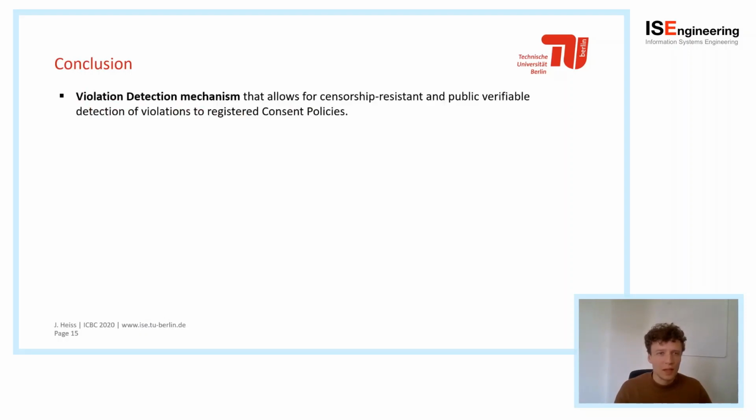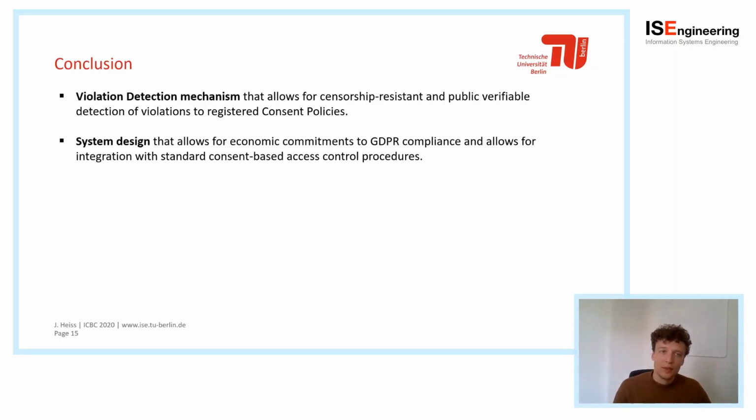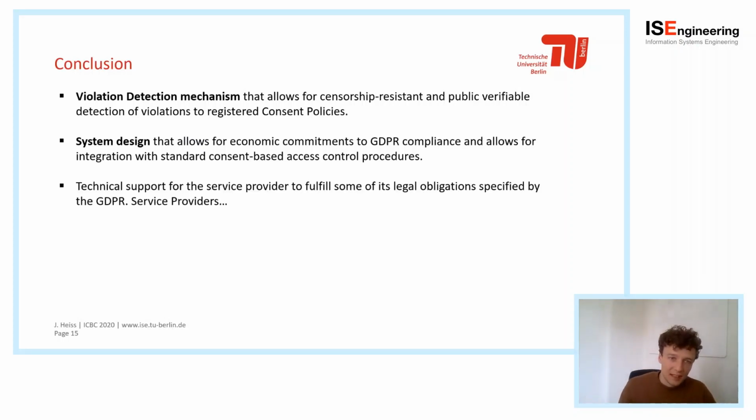So we have introduced a violation detection mechanism that allows for censorship resistant and publicly verifiable detection of violations to registered consent policies, and thereby also protects the privacy of the service consumers. Then we have integrated this violation detection mechanism into a system design that allows for economic commitments to GDPR compliance and also allows for integration with standard consent-based access control procedures. Third, we have provided technical support for the service provider to fulfill some of its legal obligations specified by the GDPR. Let's now look into each of these obligations.